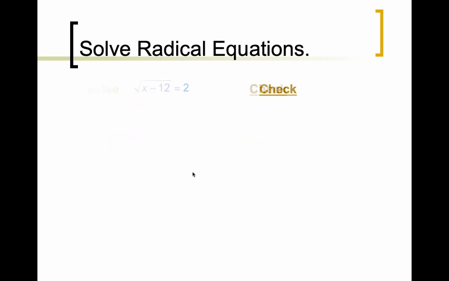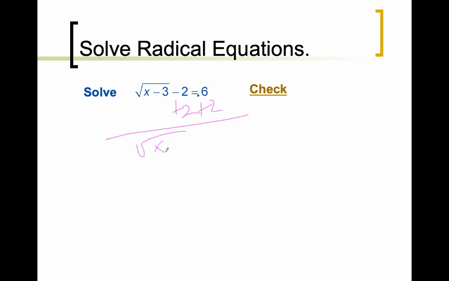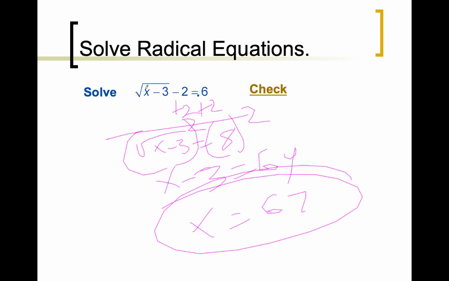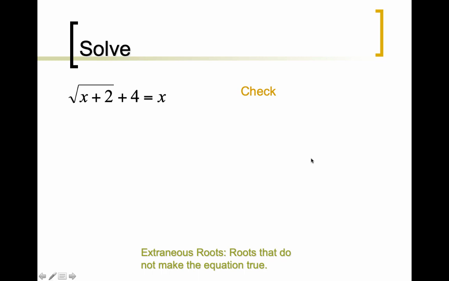Okay, so I would say at this point, you're probably thinking, well, what's the catch? Well, we've got no catch to this juncture. This one's going to be the same idea. Square root of x minus 3 is 8. Square both sides. X minus 3 is 64. Add 3, x is 67. Check it out. 67 minus 3 is 64. Square root is 8 minus 2. And we're fine.